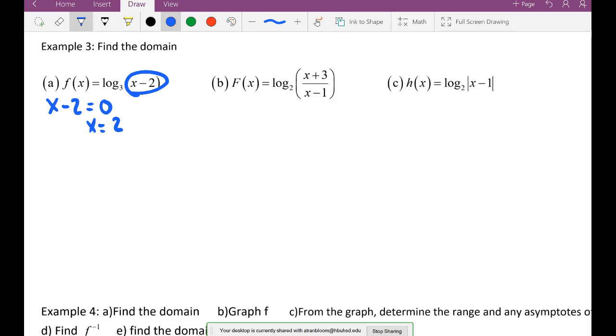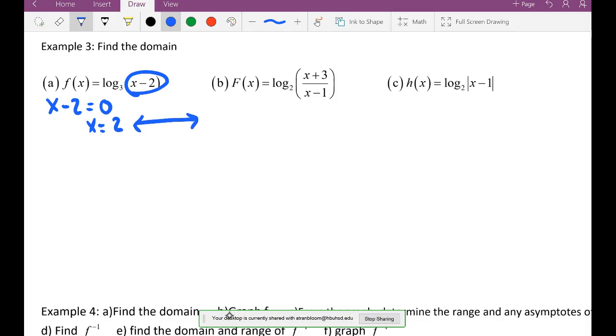No, because you cannot have negative numbers. So I highly recommend you make a number line. Put 2 on the number line and test it. Okay. Can I have 2? No, because that will give me 0. Can I have 0 in my domain of any log function? No. So it's a hole.